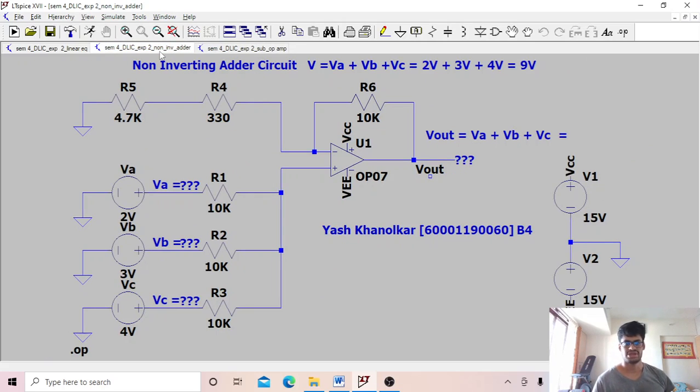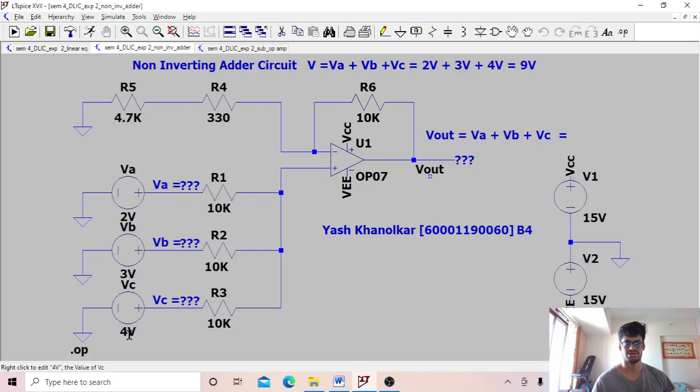we go to the non-inverting adder circuit. Now for the non-inverting adder circuit, the adder circuit means that we have to have the output voltage as the sum of the input voltages, and as it is a non-inverting adder circuit, we have the sources at the non-inverting terminals. Now we have taken here values of 2 volt, 3 volt, and 4 volt. We can even change these values. You can use 1 volt, 1 volt, 1 volt, or 2 volt, 1 volt, 2 volt, whatever you want.